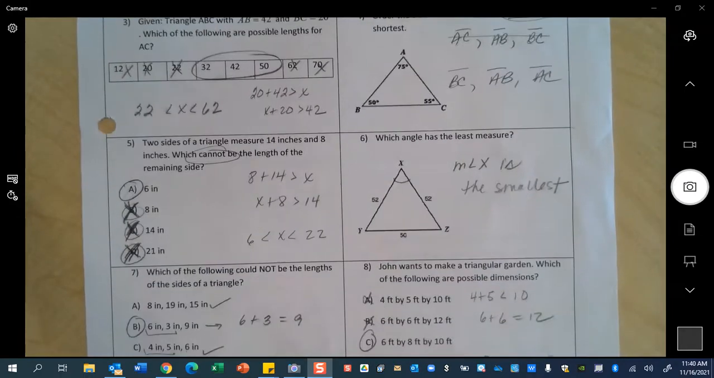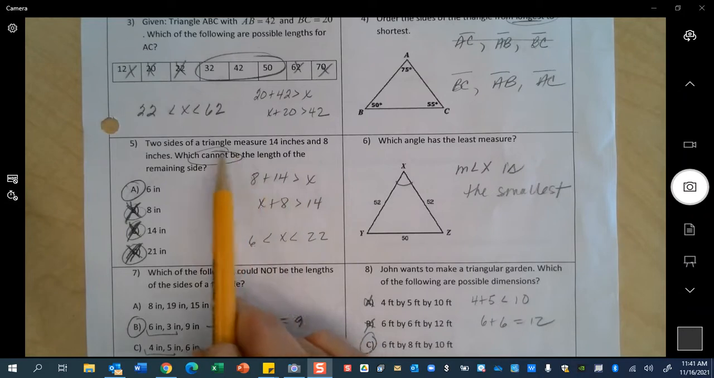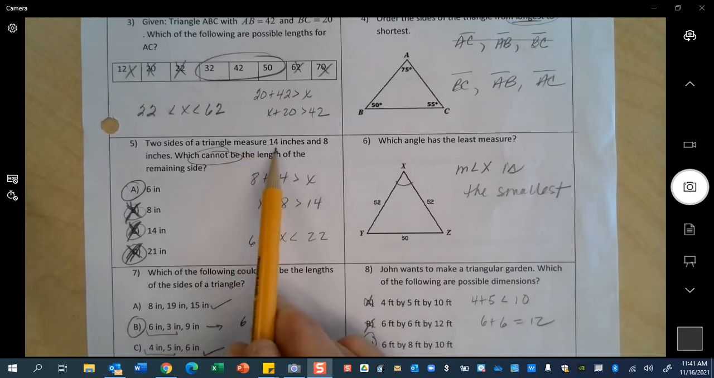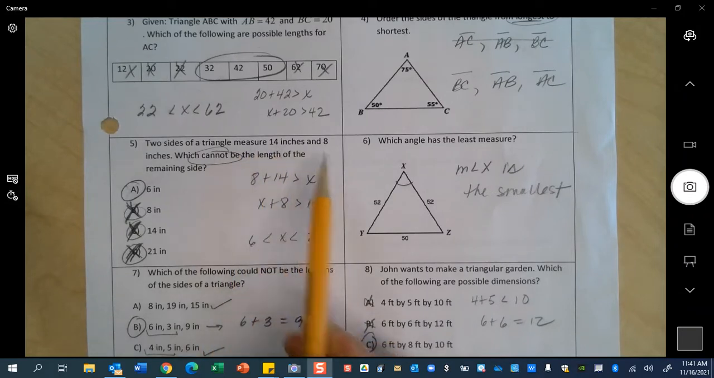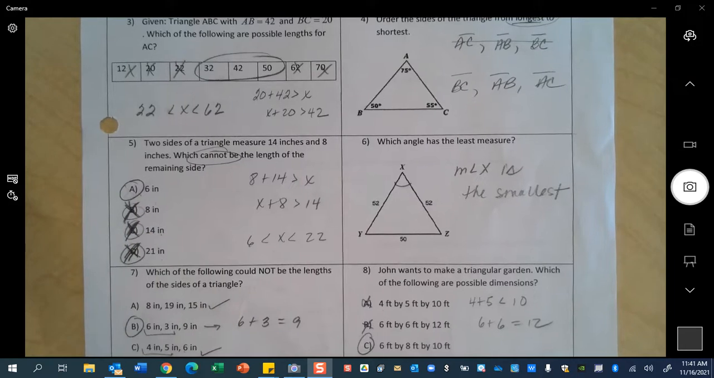This one was so confusing because you're finding which cannot be the length of the remaining side. So if 2 sides of a triangle are 14 and 8 inches, this is going to be my boundary markers. So 8 is fine, 14 is fine, 21 is fine, 6 is not fine. That's why it's the choice.